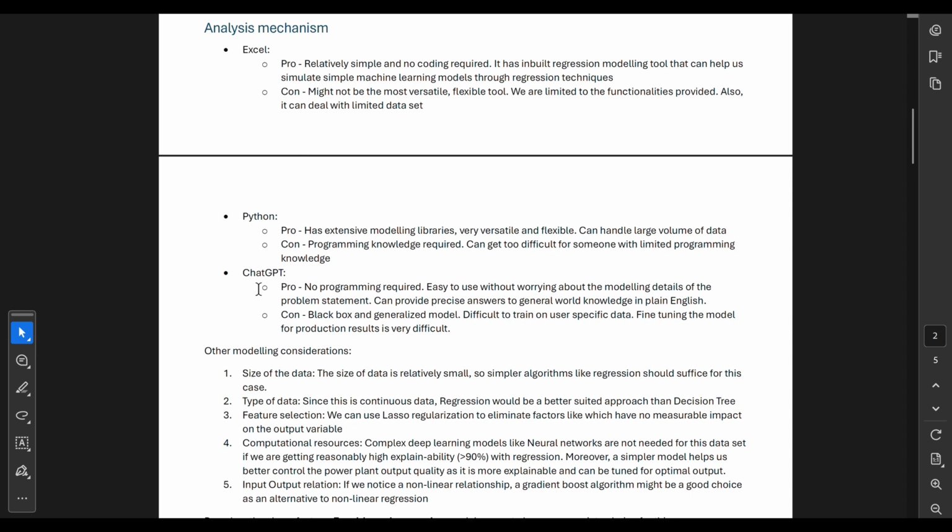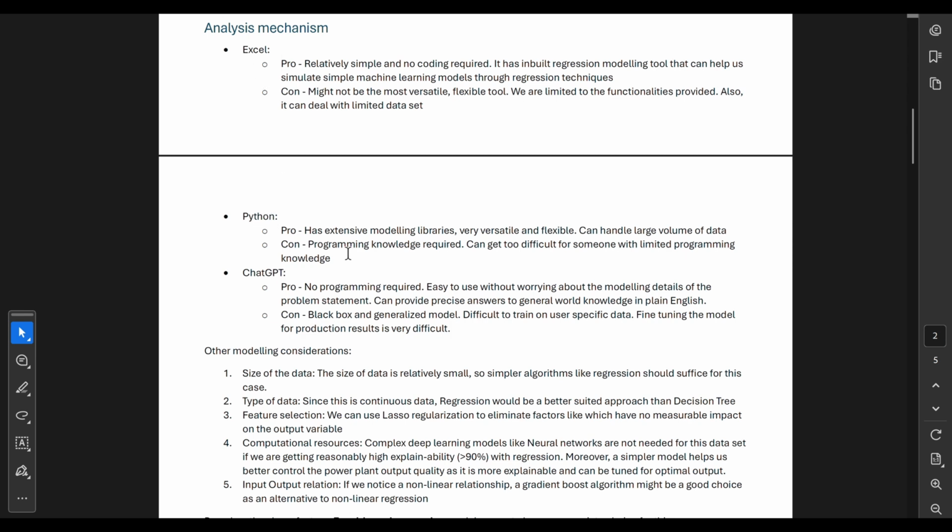While ChatGPT might be easy, it does not give us a lot of insight into the process of the modeling. So we want to be able to fine tune and tweak some of these parameters, coefficients, hyperparameters, and it's not as easy in ChatGPT as in Excel.